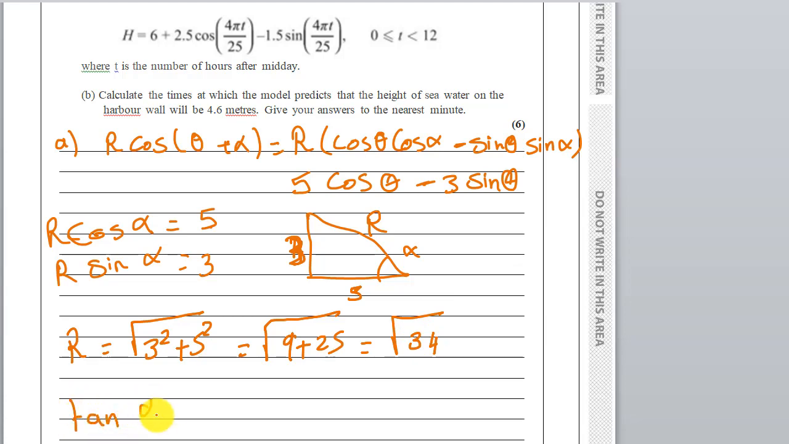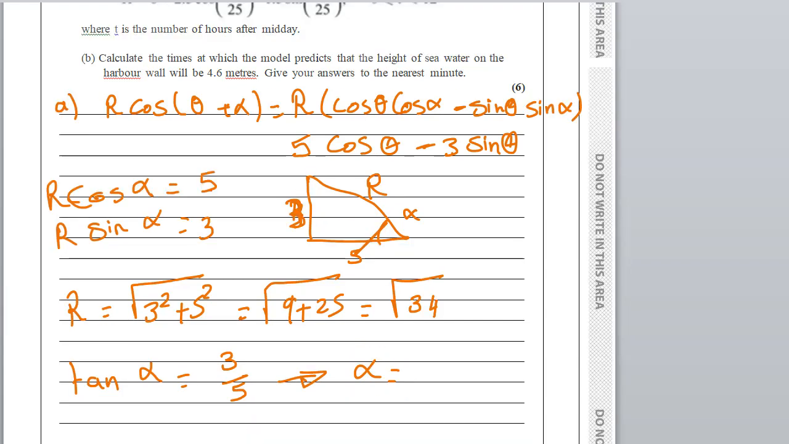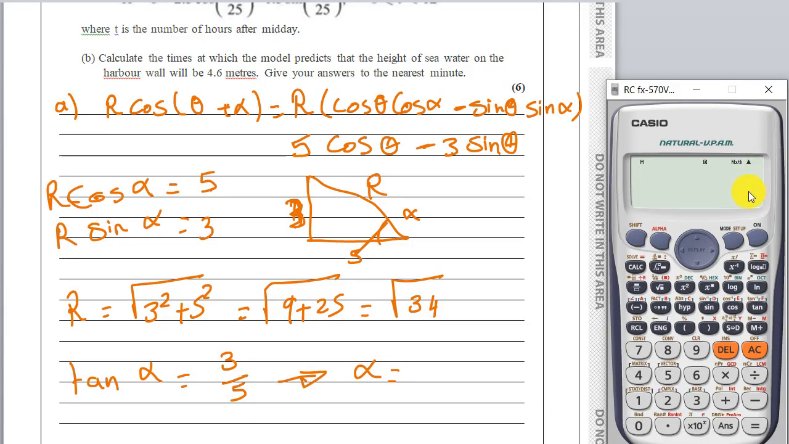Then tan alpha equal to 3 over 5. So from here alpha is equal to, let us bring our calculator, change from degree to radian, shift tan minus 1, 3 divided by 5. So alpha is equal to 0.5404.